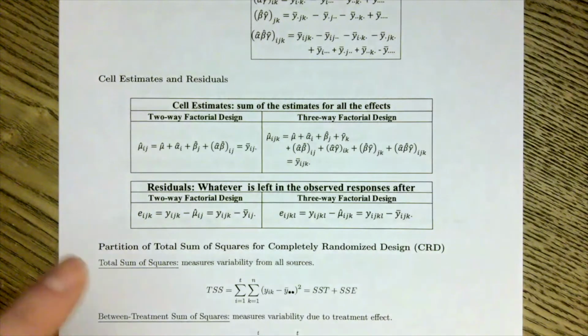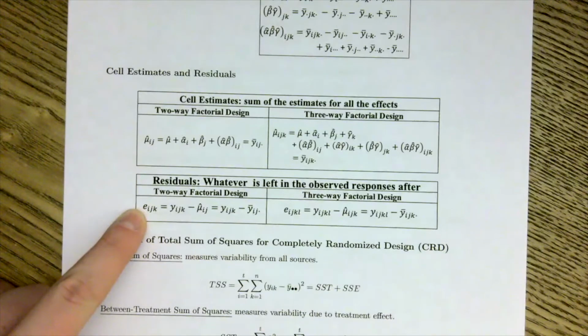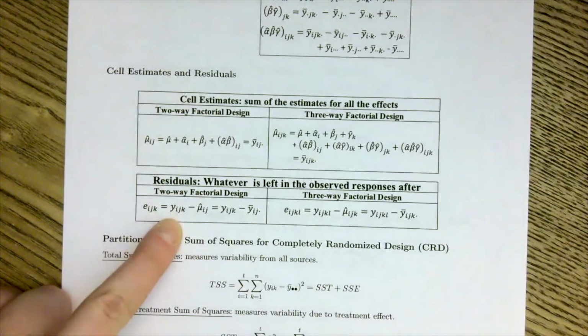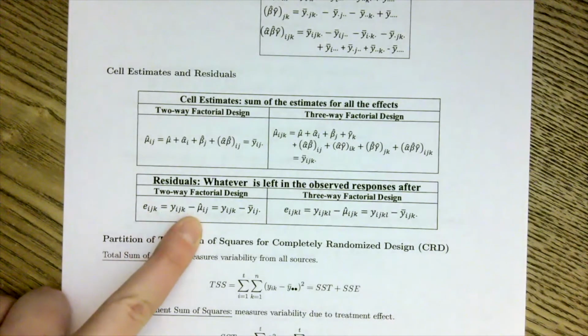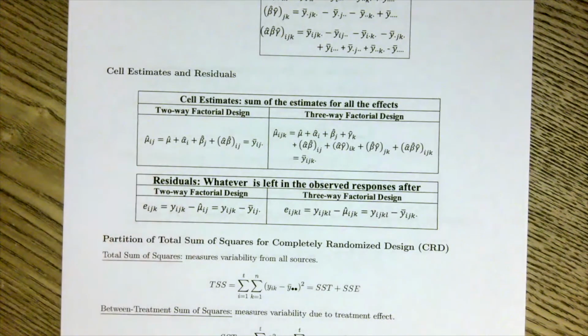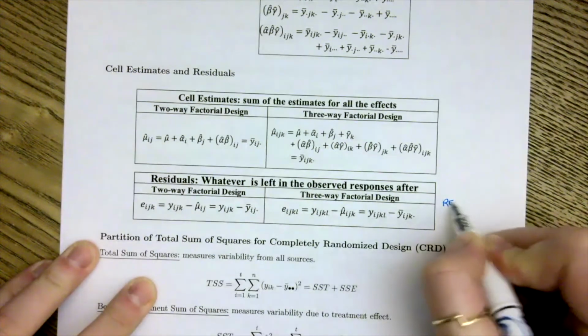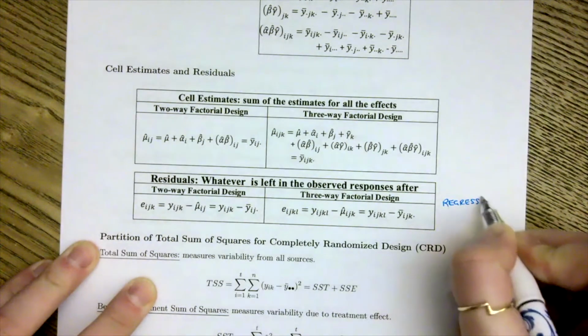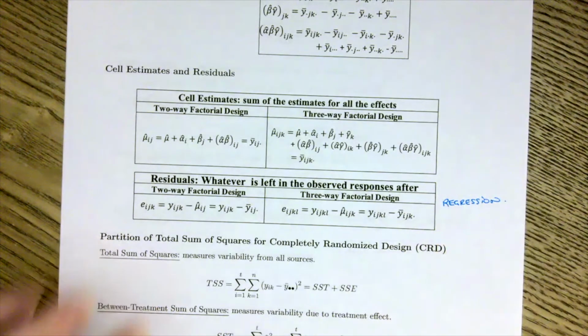The residual is the observed value, so what we observe, minus what we expect to see, or our estimated cell means. We will talk a lot more about this in regression, which is after our midterm. And if you took or you're in Stat 5616, Stat 5615, or any other intro stat classes, you've talked about simple linear regression and residuals.